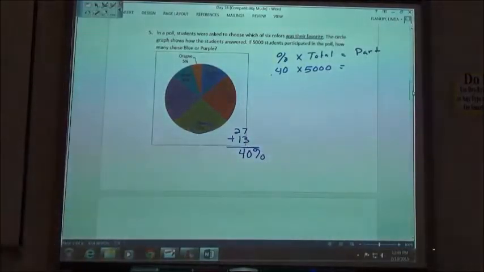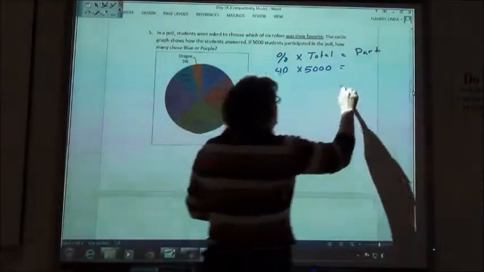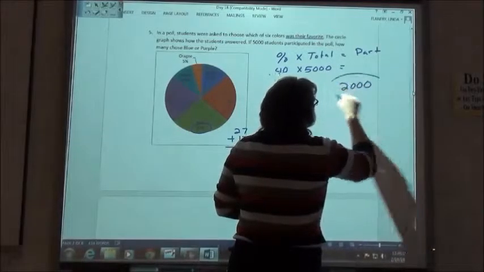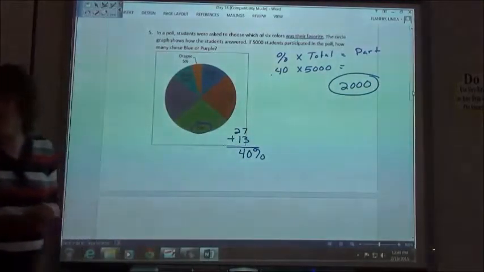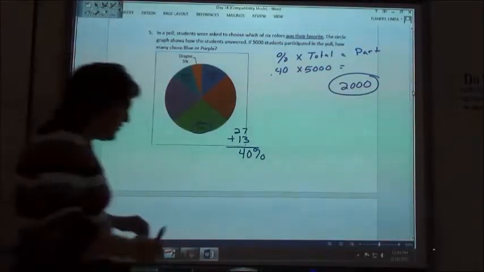So on this one where I'm just looking for the part, that's when I end up multiplying to solve it. 0.40 times 5,000 is 2,000. So 2,000 of them chose blue or purple out of the 5,000 that were polled. So 2 different ways you're going to see it, where either they ask for the total or ask for part of the circle.